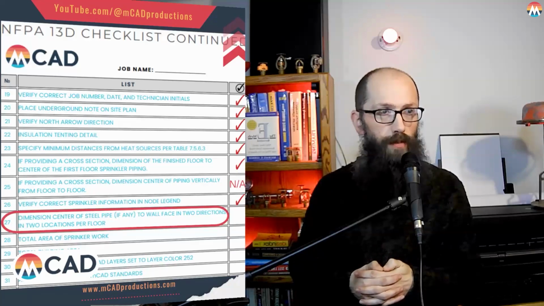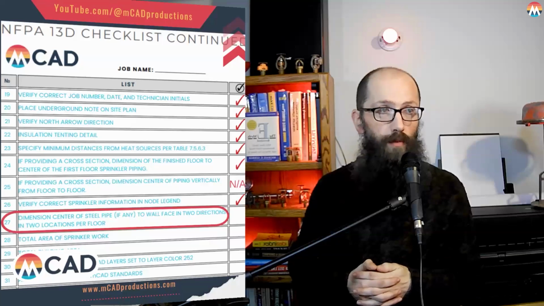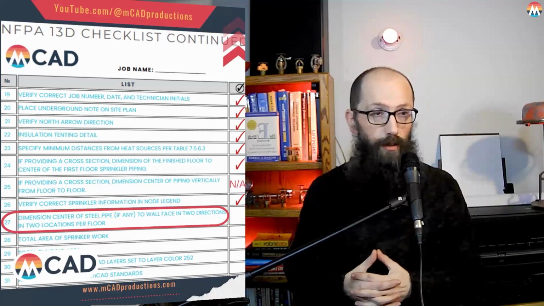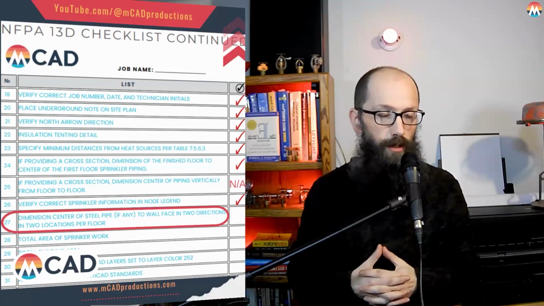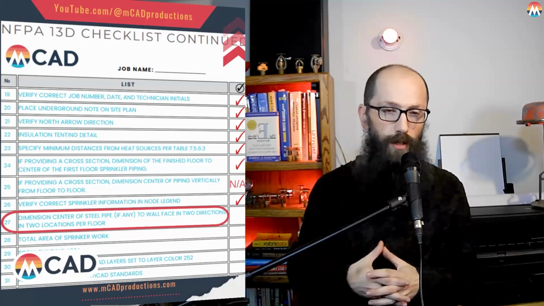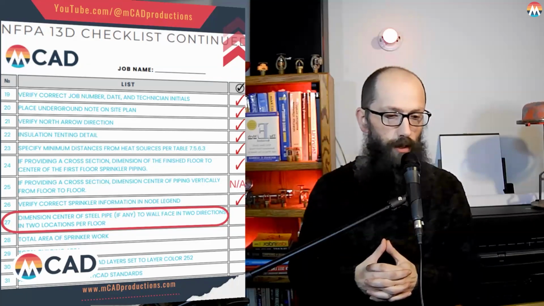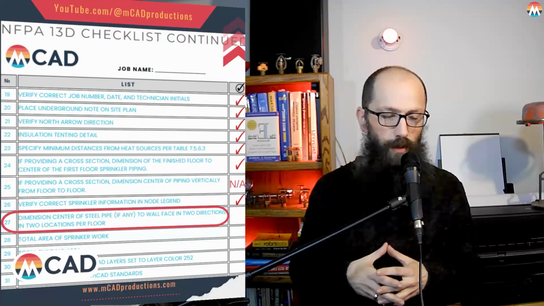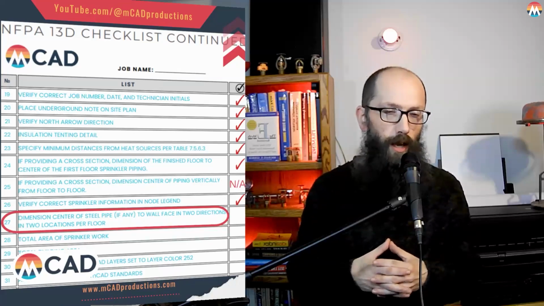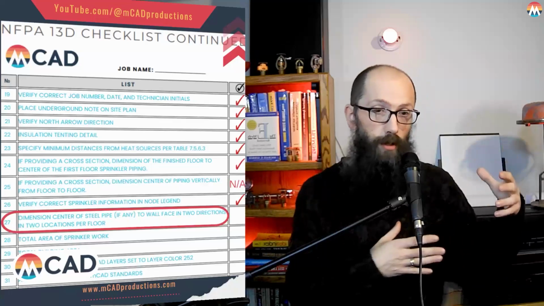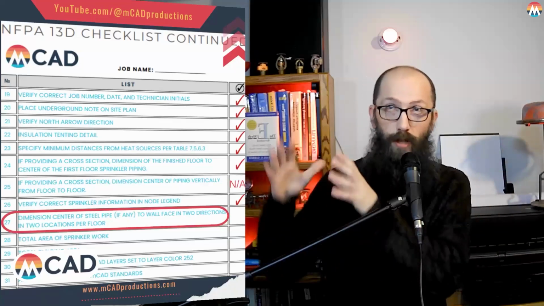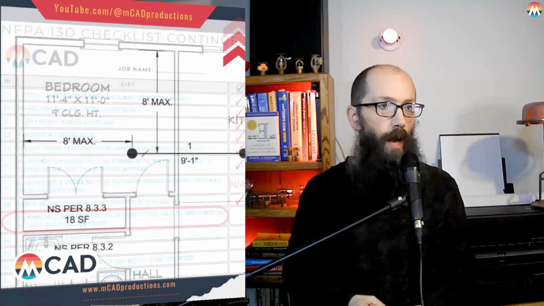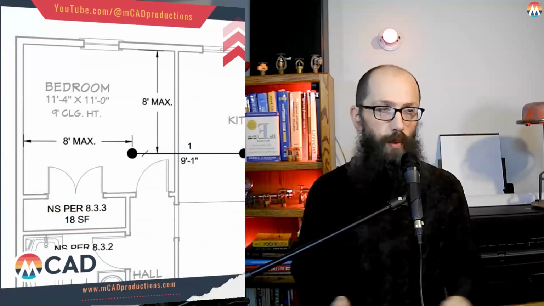So dimension center of steel pipe, if any, to face of wall in 2 directions, in 2 locations per floor. The reason that when we have exposed steel pipe, specifically, some people want this even for plastic, just to know where heads need to be placed, but it's more specifically for steel pipe because it's usually prefabricated off-site and brought on-site and then put in place. So you kind of have to know some starting places where to place at least part of it so that it all works out, that it fits. And so these are the types of dimensions that we would add for those types of things.